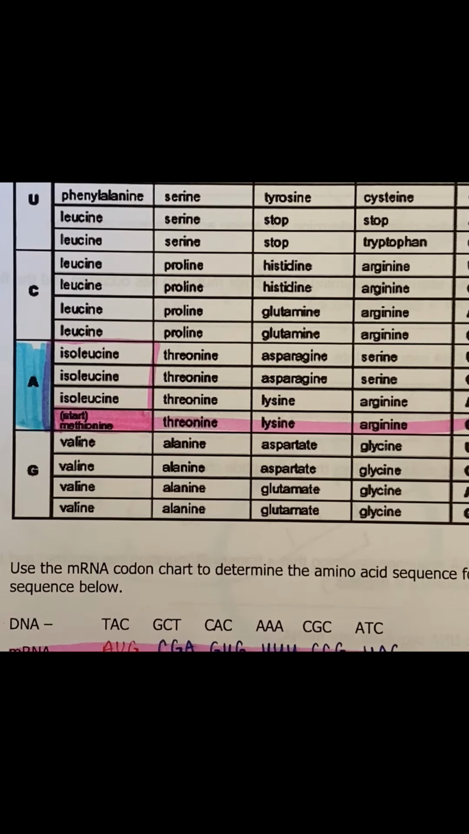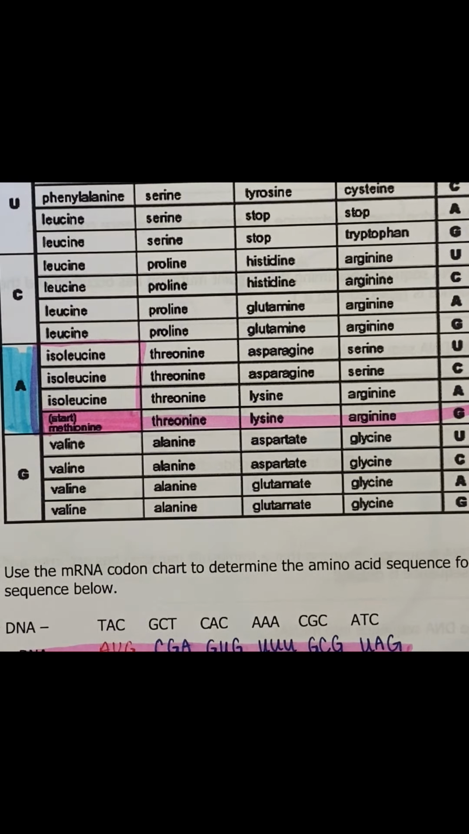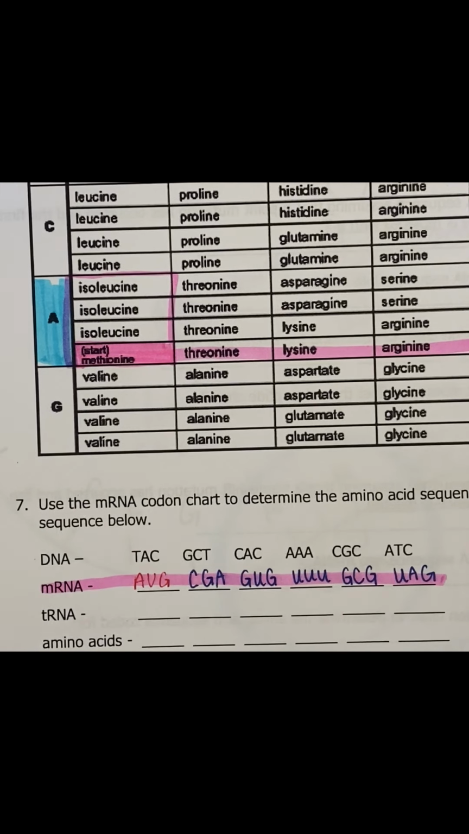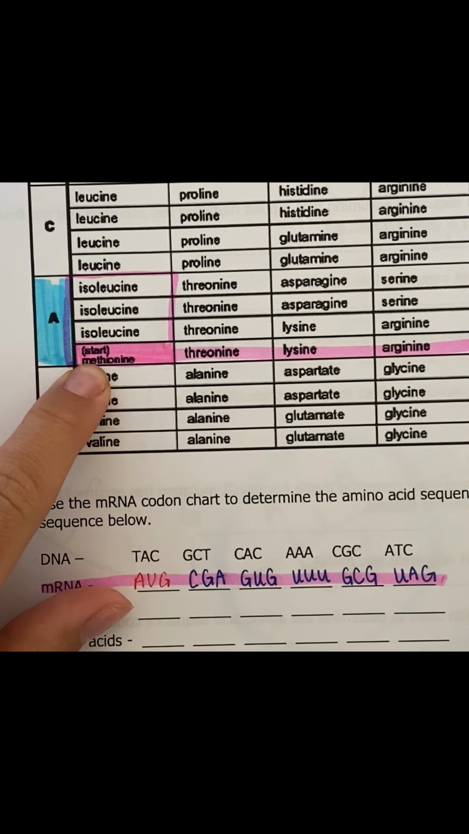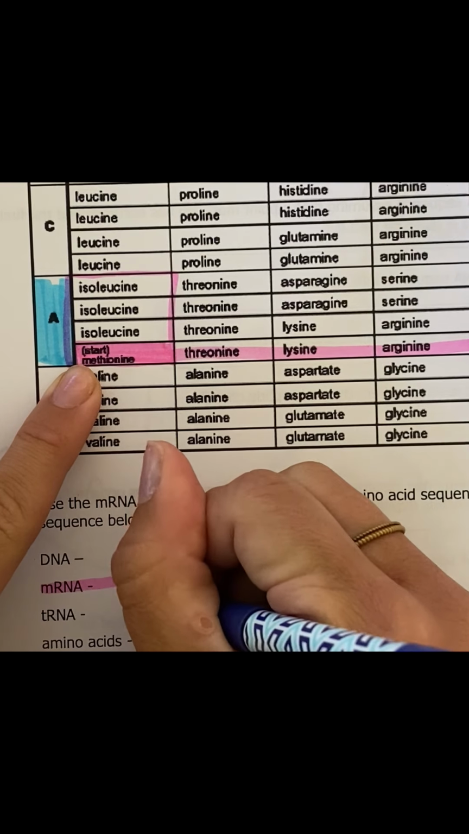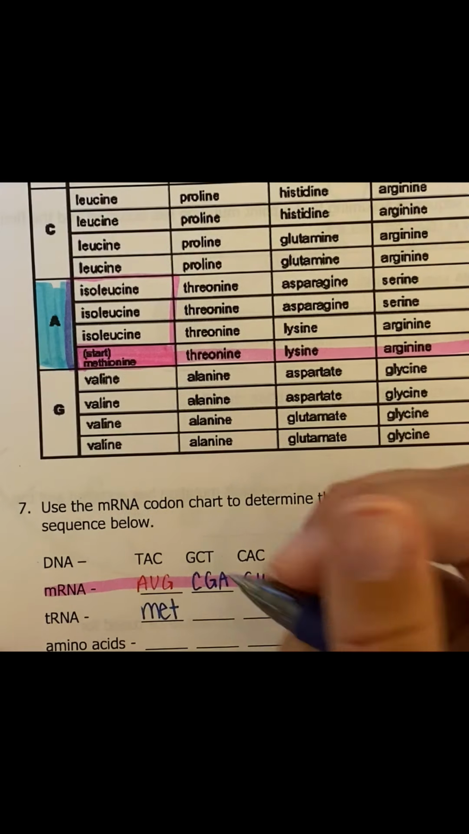In science, we like to make it a little bit easier, so we're just going to abbreviate that. We take the first 3 letters of our amino acids because they have some crazy names, and I do not expect you to know these names. We're just going to write that down. The first 3 letters are M-E-T.